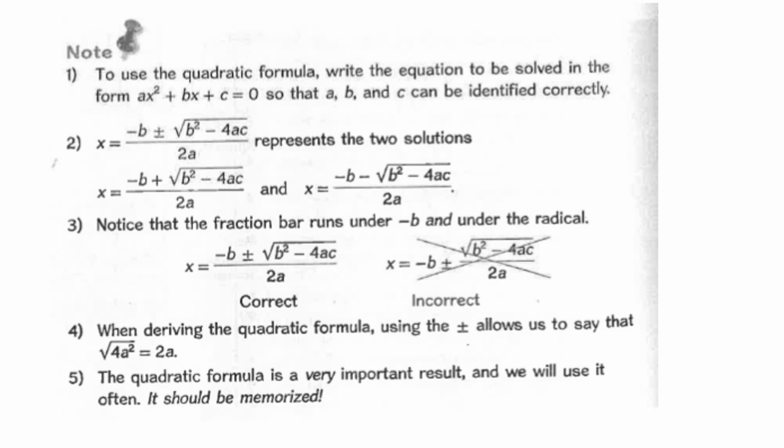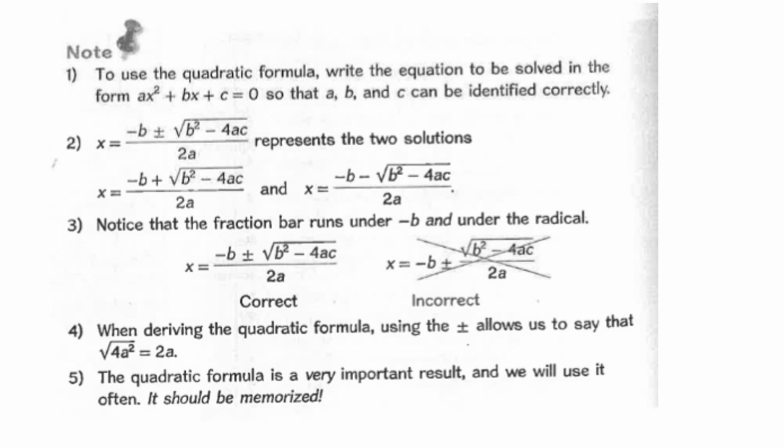Number 3 points out a common mistake. Notice that the fraction bar runs under the minus b and under the radical. That's the reason I keep saying minus b plus or minus square root of b squared minus 4ac all over 2a. And so the 2a is over all of them.